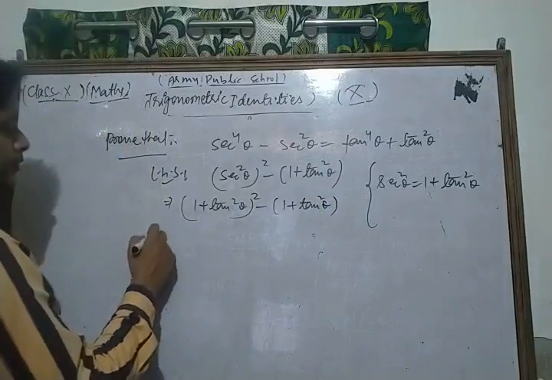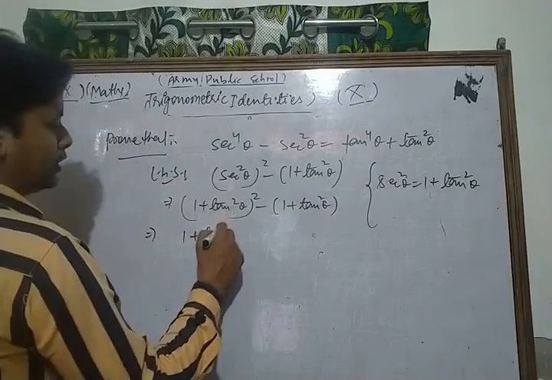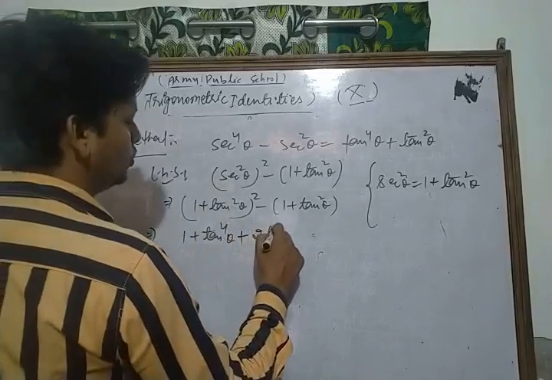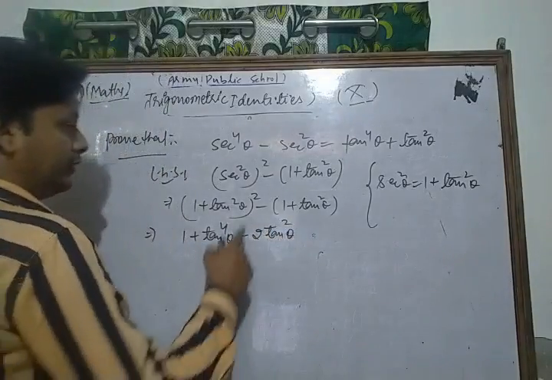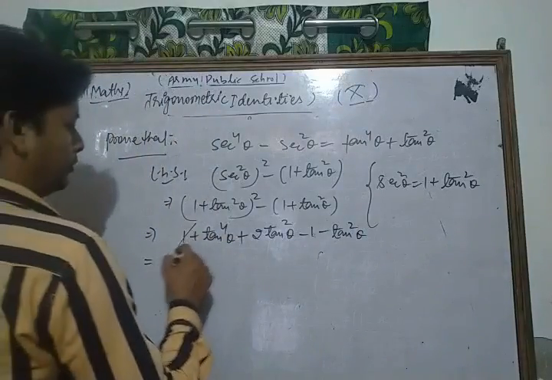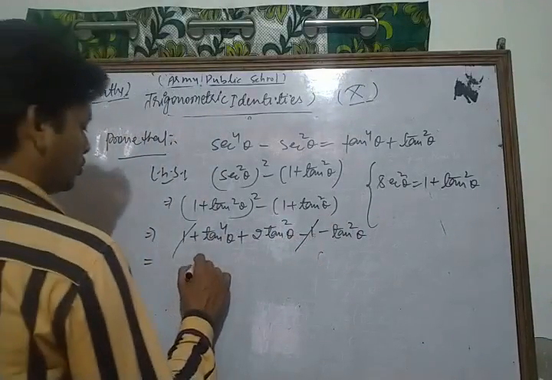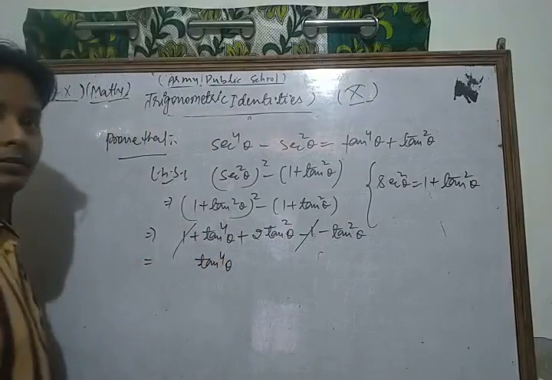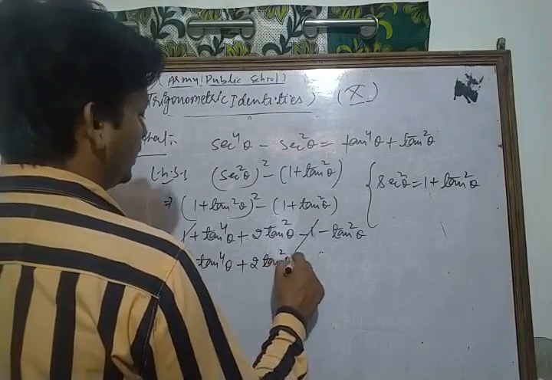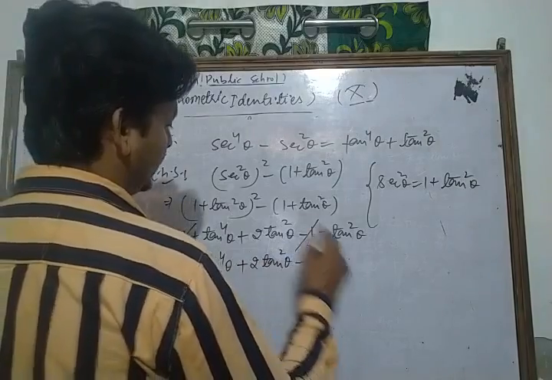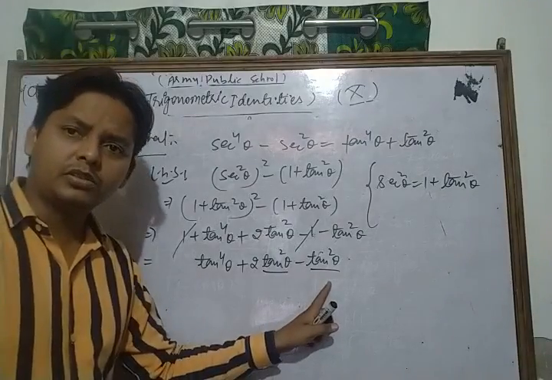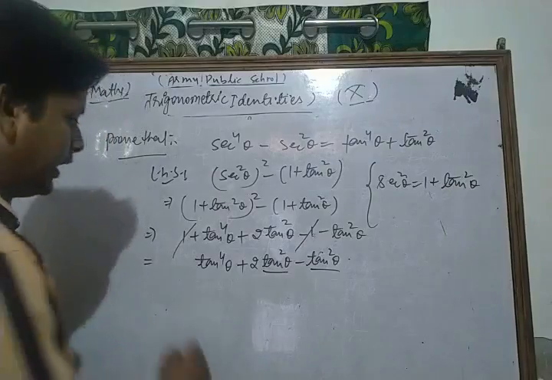Now we expand it, a square plus b square means tan square theta whole square, we get tan power 4 theta, plus 2ab means 2 tan square theta, and we break the bracket, minus 1 minus tan square theta. Now plus 1 minus 1 cancel to each other, so we get tan to the power 4 theta, okay, and plus 2 tan square theta minus tan square theta. Now tan square theta, these are like terms, so they can be subtracted. So we get what?